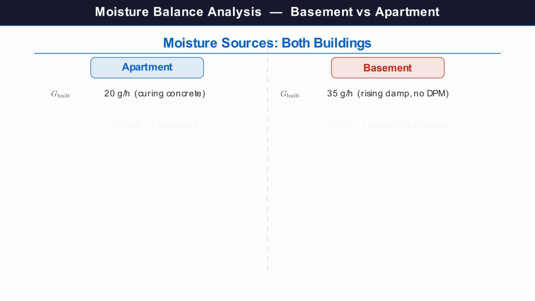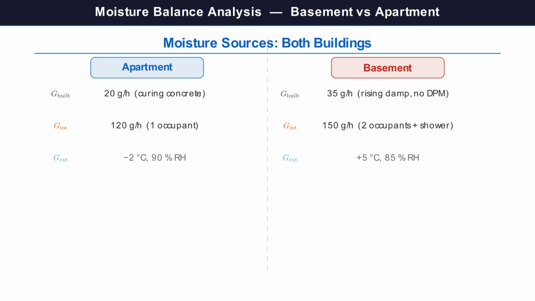The internal occupant load. The apartment has one resident whose cooking, breathing, and laundry contribute 120 grams per hour. The basement has two occupants, plus a shower used daily indoors, raising the total to 150 grams per hour. The external boundary condition. The apartment faces cold winter air at -2 degrees and 90% humidity. This air is actually quite dry in absolute terms because it is so cold. The basement, however, faces milder outdoor air at +5 degrees and 85% humidity. Warmer air holds significantly more moisture, so the incoming ventilation air itself carries more water vapor.